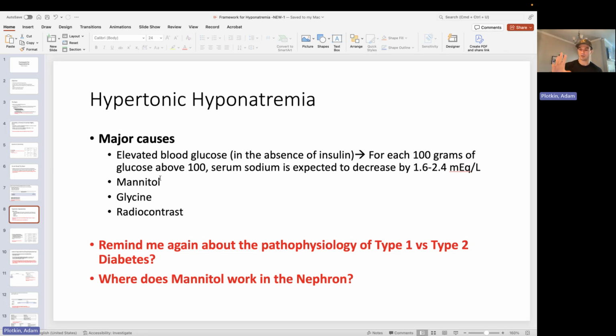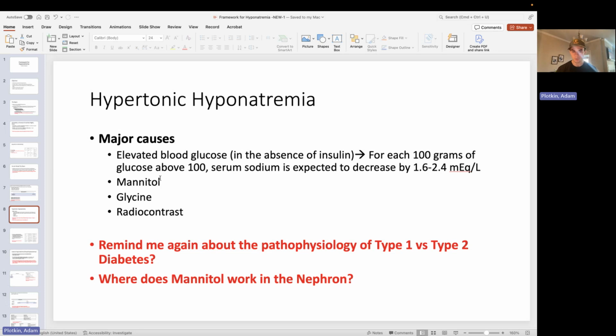So if I have a patient who has a blood glucose of, we'll call it 200 for easy math, and they have a serum sodium of 133, technically that's low sodium, since 133 is less than 135. Their blood glucose is 100 over 100, because they're at 200. So really, I can just add 1.6 to 2.4 to my 133, and right in the middle of 1.6 and 2.4 is 2. So I just add 2 to 133. That puts my serum sodium right back at the low end of normal. So I account for that elevated glucose causing a hypertonic hyponatremia.